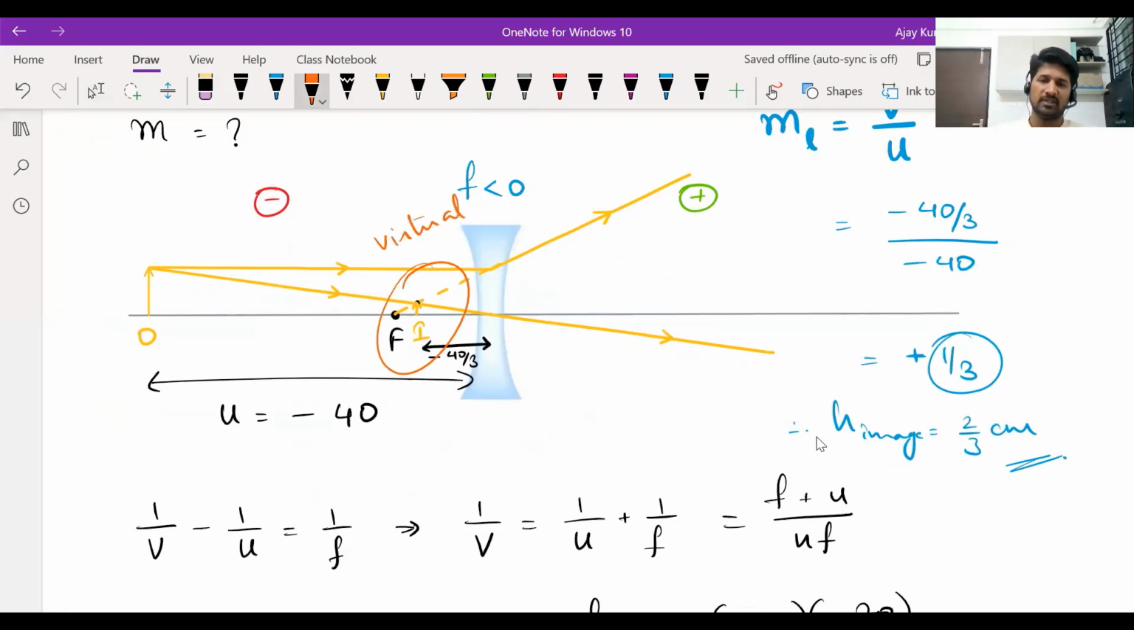Because light is not actually passing through that point after refraction. Before refraction, yes, one ray was passing that way. But after refraction, the rays are not passing. Okay, they only appear to be coming from there. It's a virtual image.